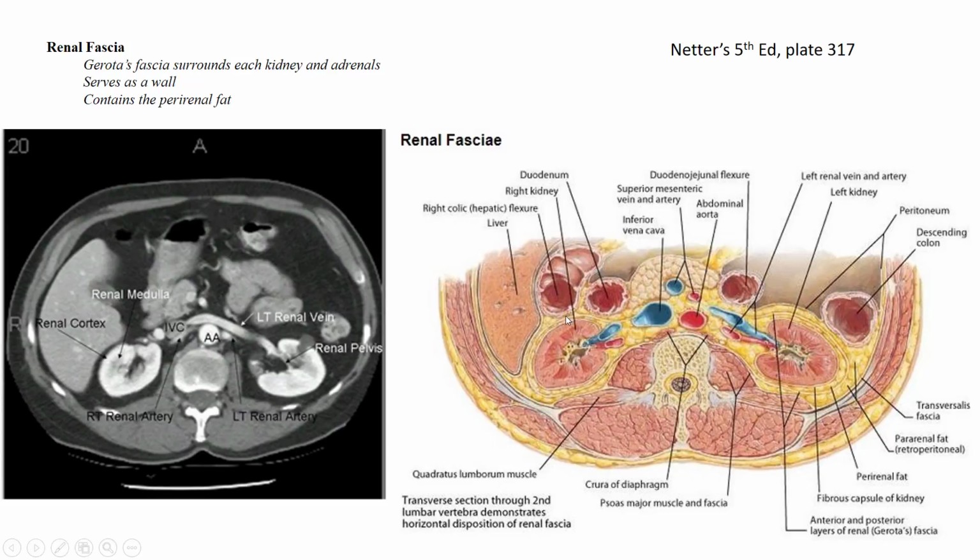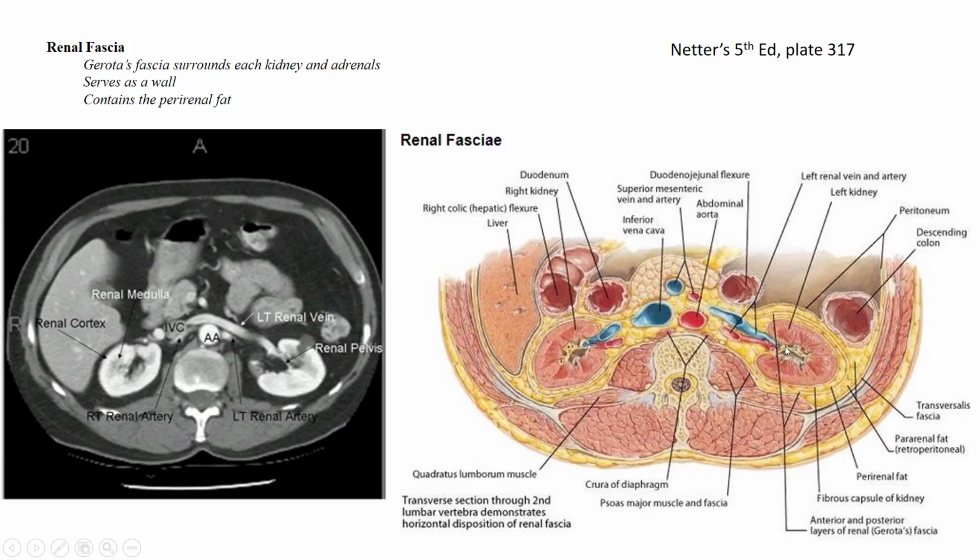So this fascia is a nice barrier. If there's any kidney disease, it helps to keep that confined within the kidney. If it does go outside the kidney, it is usually much worse than if it has stayed and been protected by that fascia.